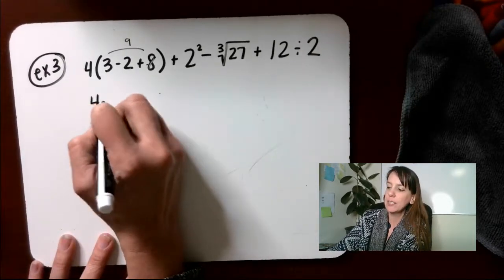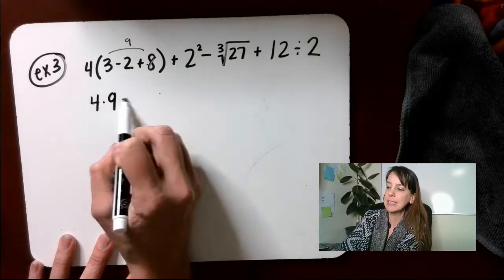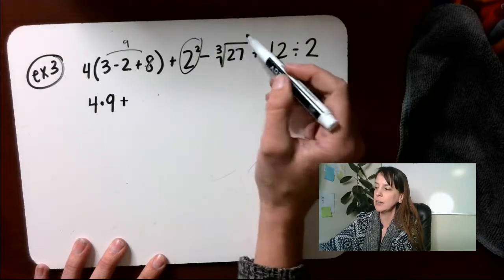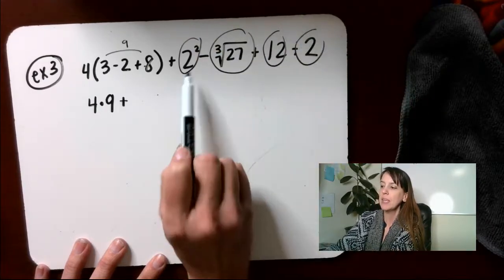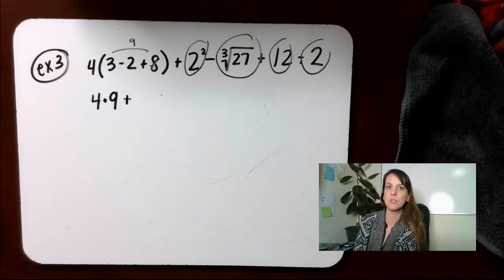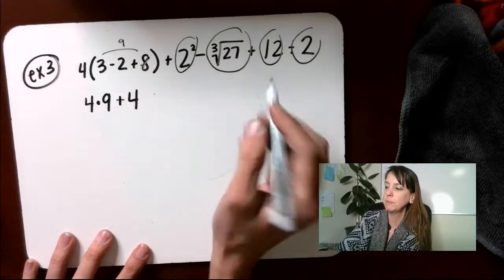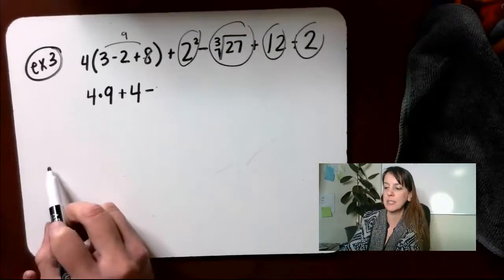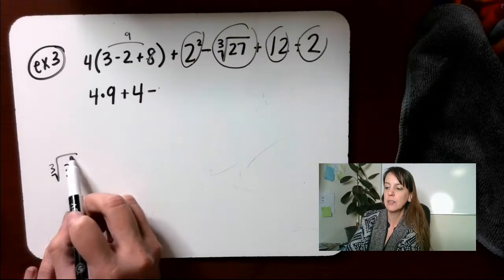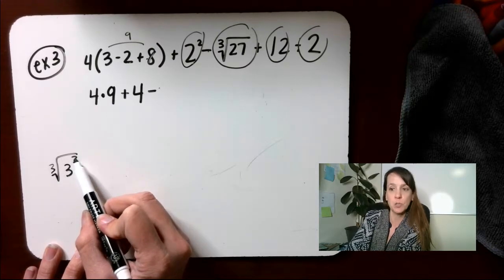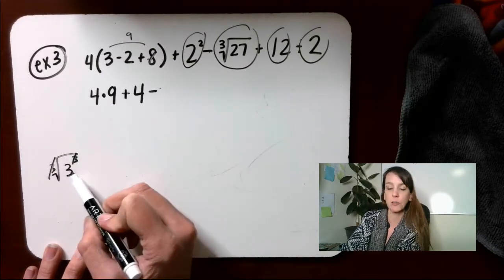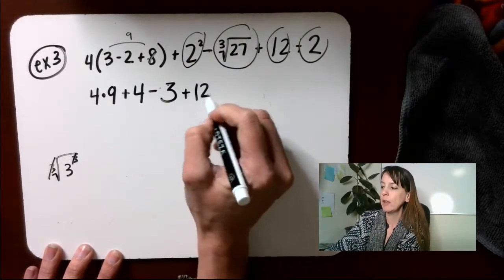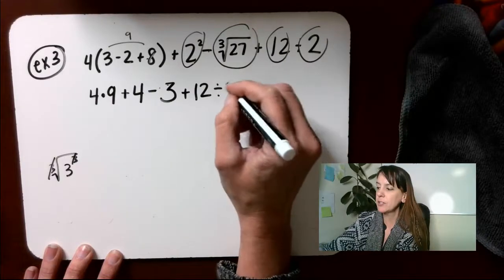So what we have is 4 times 9 plus, now at that same time, all these chunks here, you see that we got a chunk here, a chunk here, right? These two chunks, you can do those at the same time. So 2 squared is gonna be 4 minus the cube root of 27. We know, with a little bit of side work if you need to, 3 cubed is 27. So they cancel out, I get 3, right? So all this garbage here is 3 plus 12 divided by 2.